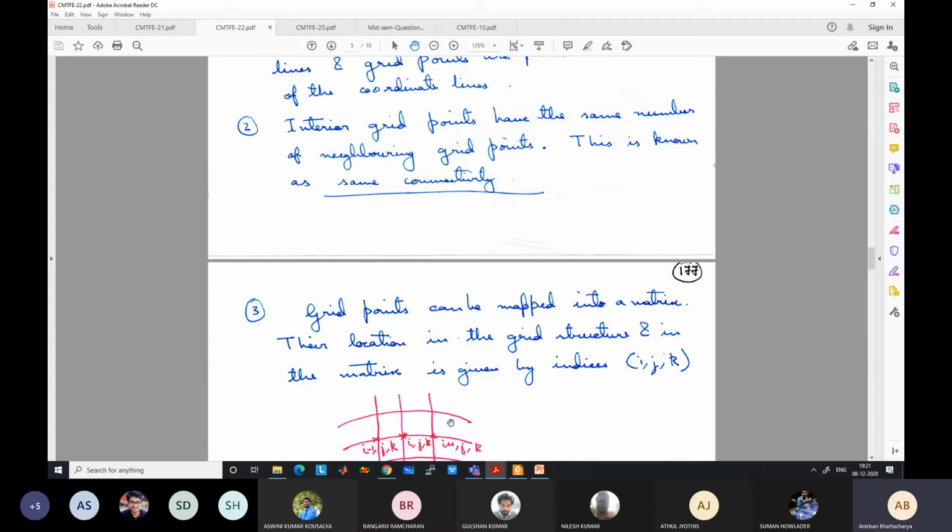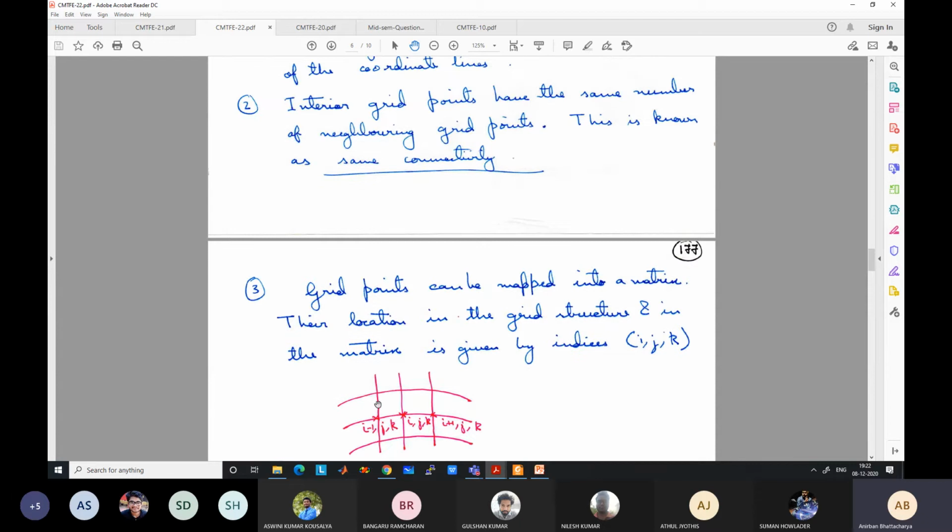Why is it so important? Can anyone say what benefit we will have if we have the same number of neighboring grid points? Terms and equations will be the same. All these equations will be similar in nature.